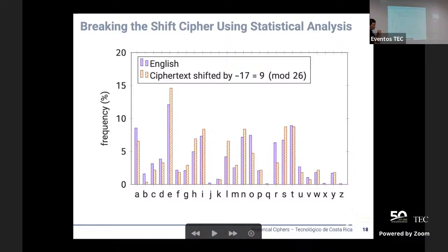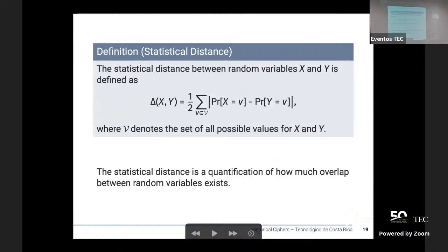Is that clear? Because if we minimize these differences between the bars, then probably it's the best fit to the distribution that we're looking for, namely the English distribution. And then probably that's the decryption. We also know how many letters to shift, and we know how to decrypt the message. So that's the idea. Now, this formal definition of when the difference between these two bars is low is actually called the statistical distance. It's a distance like any other distance. It's a metric, if you know the math.